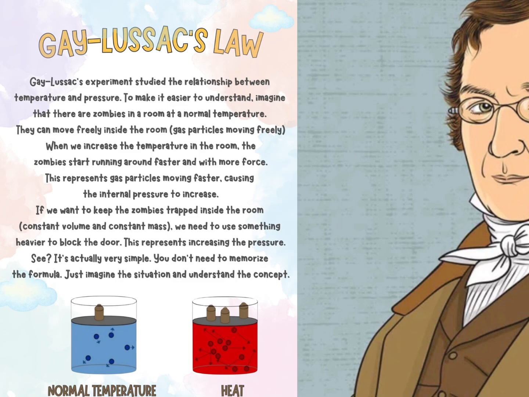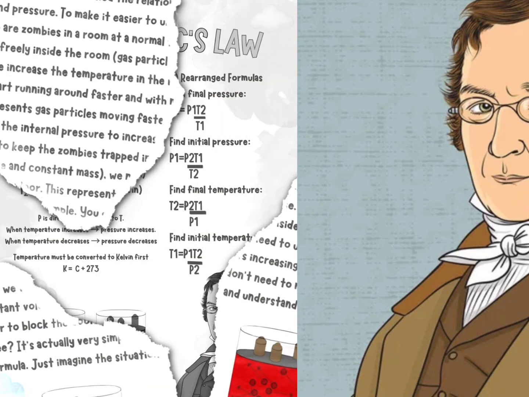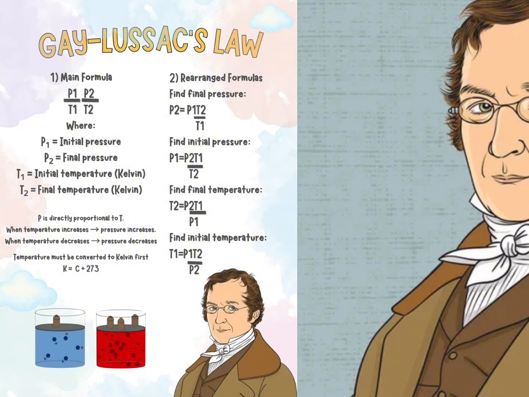Now for the formula. One main formula: P1 over T1 equals P2 over T2, where P1 equals initial pressure, P2 equals final pressure, T1 equals initial temperature, T2 equals final temperature.